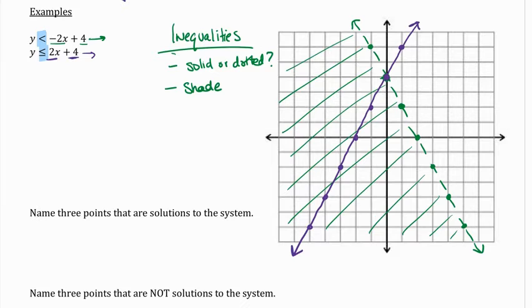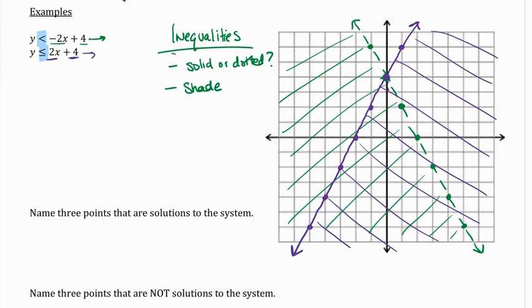Then our shading, again, we've got a less than sign. So start at your y-intercept and you want to go down from there. Now with this one, remember, you're going to ignore the green line. Pretend like the green line is not there at all. I want to shade everything that is below the purple line, so everything on this side. Again, you want to shade lightly, but only think about that purple line.